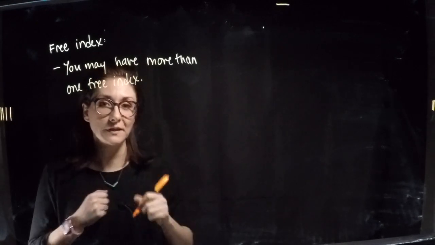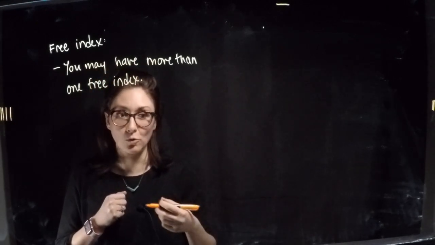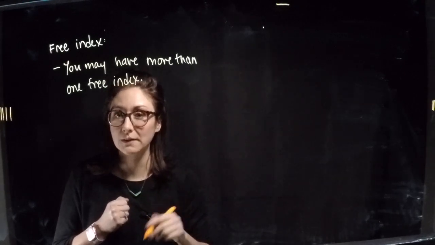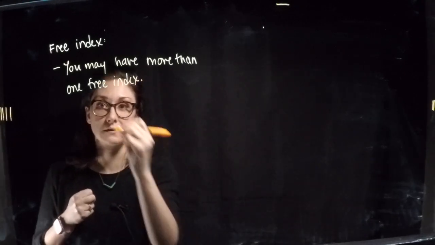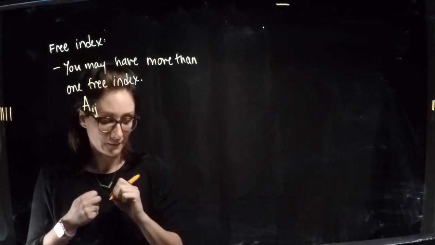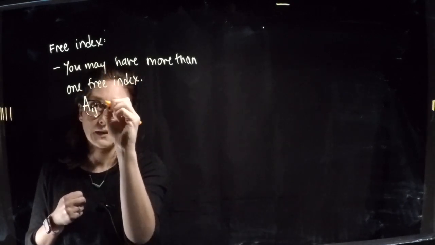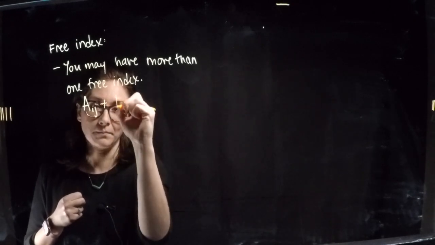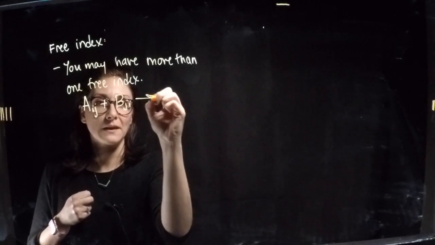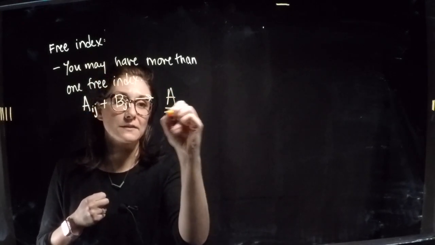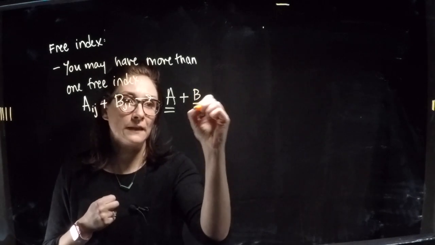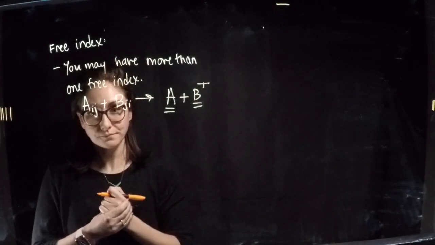A good example of this is if you have a tensor, for example, or all of the terms in your equation are tensor valued quantities, then you would have 2 free indices. So for example, Aij plus Bji is the same thing as writing the tensor A is added to the tensor B transpose. All right.